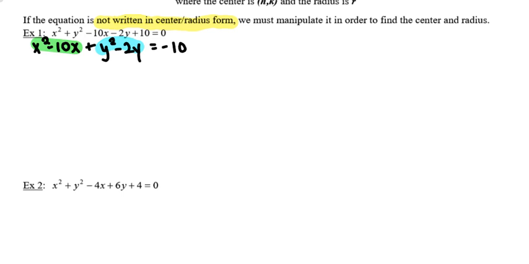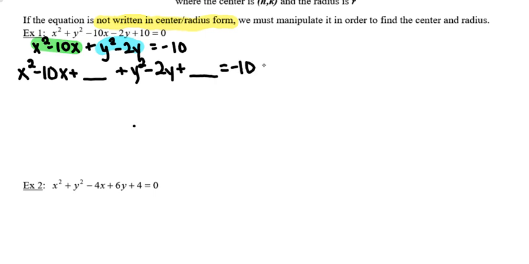So I'm going to keep my x's together, but I'm going to leave myself a little room here to complete the square. I'm going to put plus a blank for whatever value I pick to complete the square for the x terms. I'm going to take my y terms and again leave myself a blank for whatever value I use to complete the square for the y terms. And then remember that whatever value I add to the left side to complete the square for the x's, I also have to add to the right side. And likewise, whatever value I use to complete the square for the y terms, I need to add to the right side.